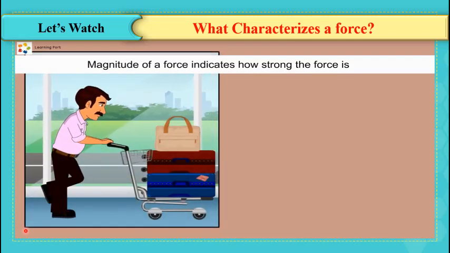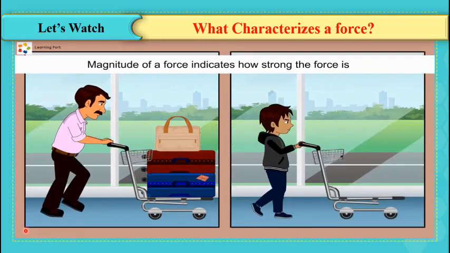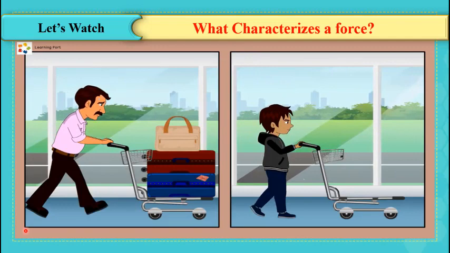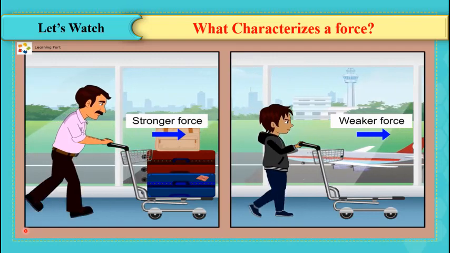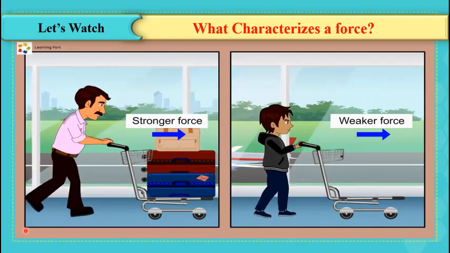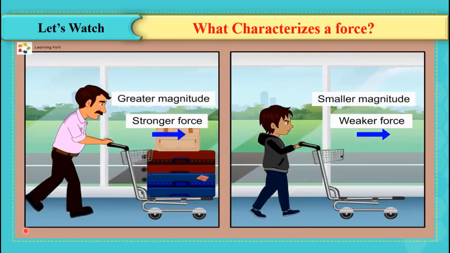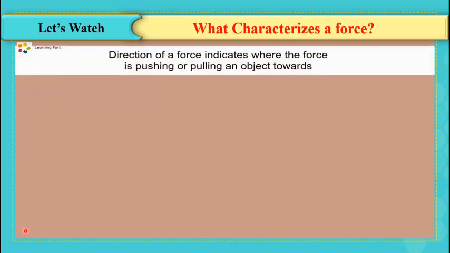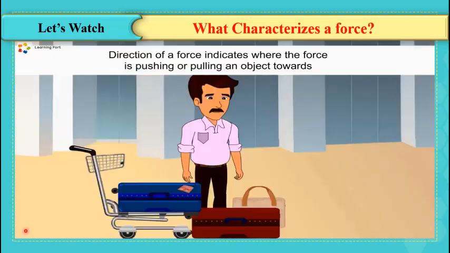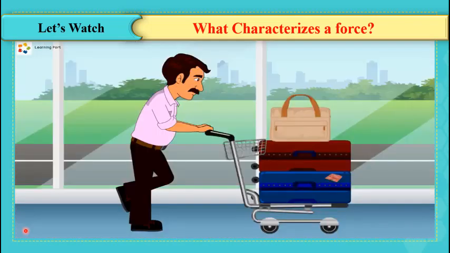For example, this man is pushing a trolley with many large bags on it, while this boy is pushing an empty trolley. The man needs to apply a stronger force in order to move his trolley. In other words, the magnitude of the force applied by the man is greater than the magnitude of the force applied by the boy. The direction of the force indicates where the force is pushing or pulling an object towards. For example, this man applies a force directed upwards on the suitcase to lift it up from the ground.